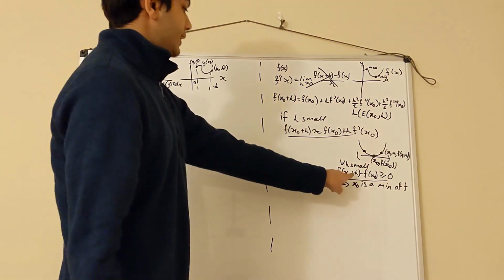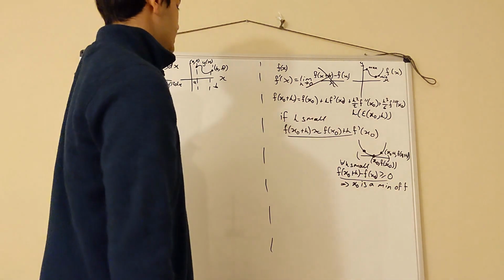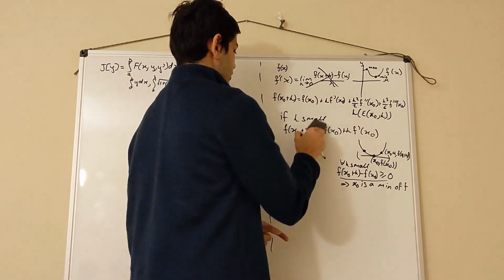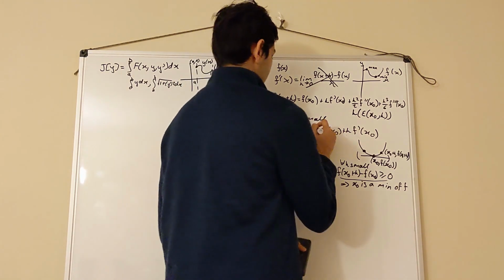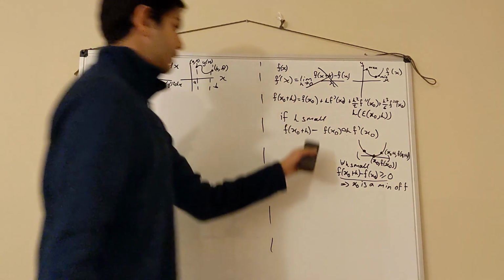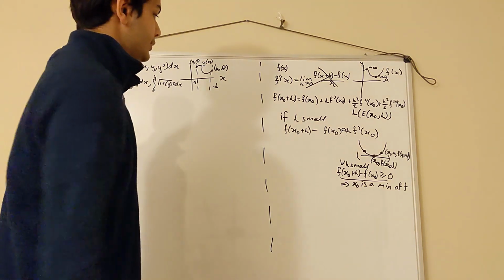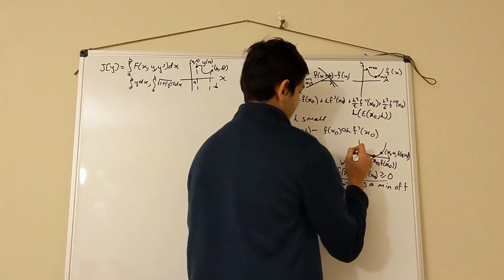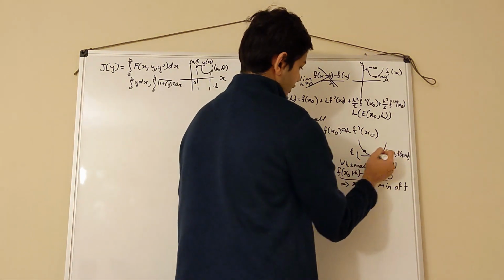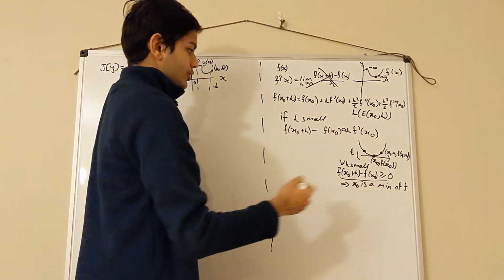So since we are looking for f of x0 plus h minus f of x0, it makes sense to subtract this from both sides. So we have that f of x0 plus h minus f of x0 is approximately equal to h times f prime of x0. The way to interpret this is that this is your vertical displacement, and you can think of h as the change in the x-axis, and f prime of x0 as your slope of the tangent line.